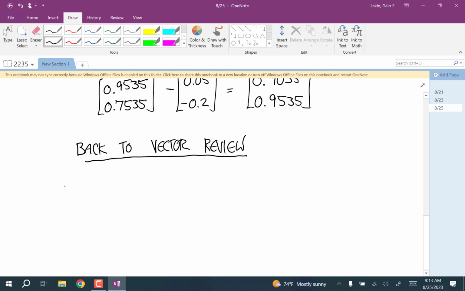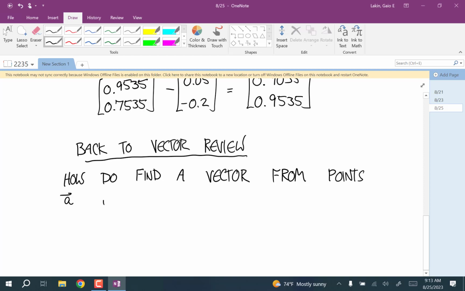Okay, so how do you find a vector from a point A to a point B? When we think of points, we're thinking of coordinates, but you can also think of them as vector components, and the vector is from the origin to the point. So coordinates really are vectors. They're just vectors from the origin to the point.